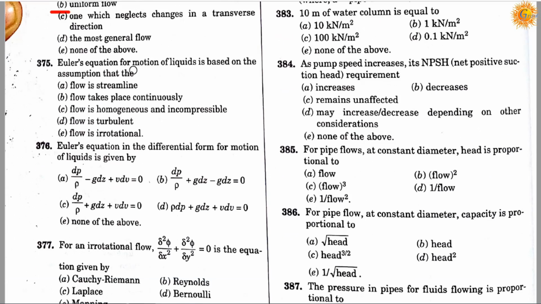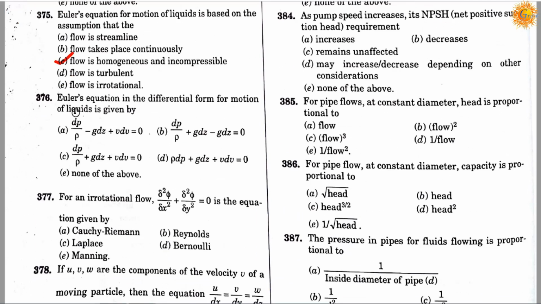Question number 375. Euler's equation for motion of liquids is based on the assumption that the: option A, flow is a streamline; option B, flow takes place continuously; option C, flow is homogeneous and incompressible; option D, flow is turbulent; option E, flow is irrotational. Correct answer is C. It will be flow is homogeneous and incompressible.